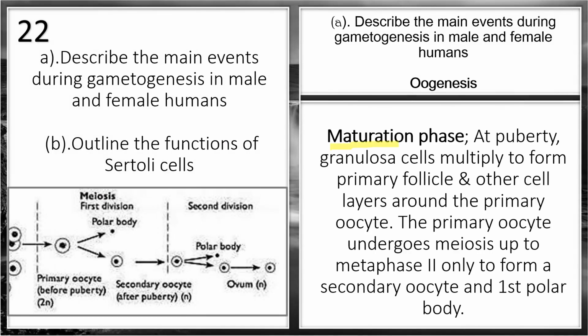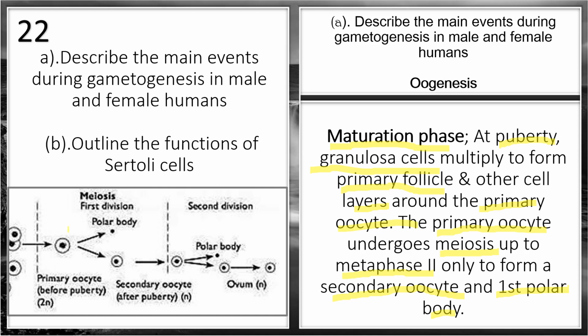Then we go to the maturation phase. At puberty, granulosa cells multiply to form primary follicle and other cell layers around the primary oocytes. The primary oocyte undergoes meiosis up to metaphase 2 to form the secondary oocyte and the first polar body.